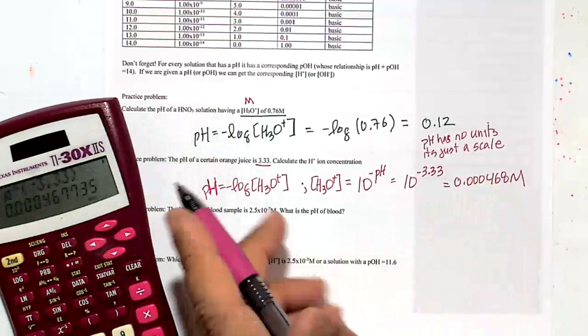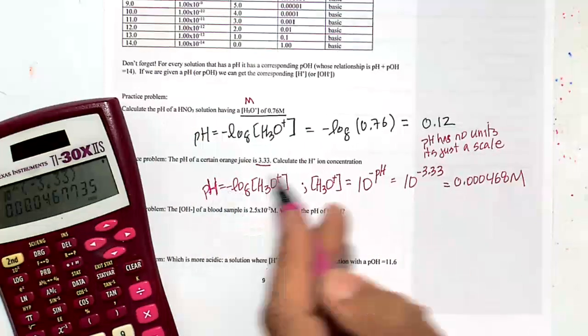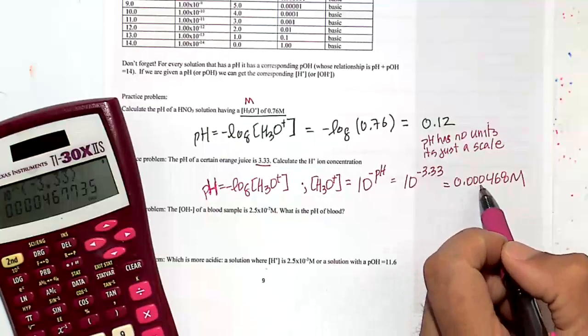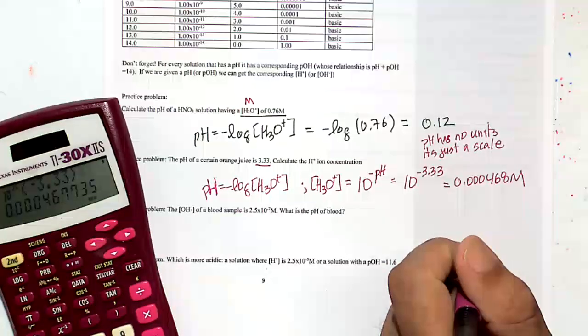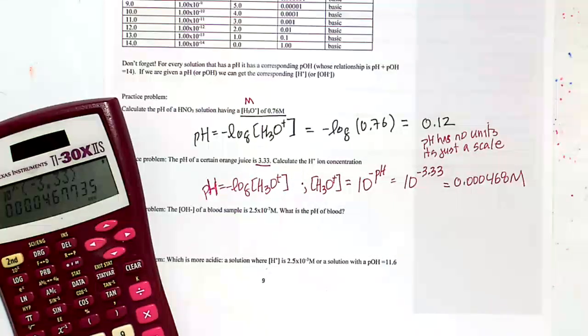Alright, so the concentration of protons in orange juice is 0.000468 molar. Okay, moles over a liter. What's the pOH of the orange juice? Anybody had orange juice this morning? What's the pOH of that? How do we calculate this?